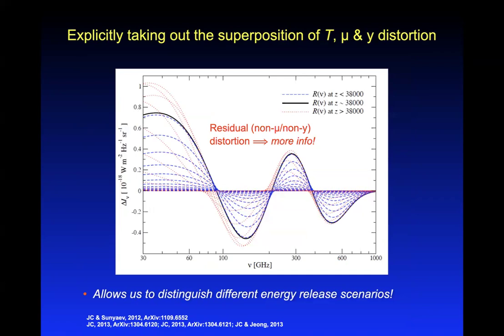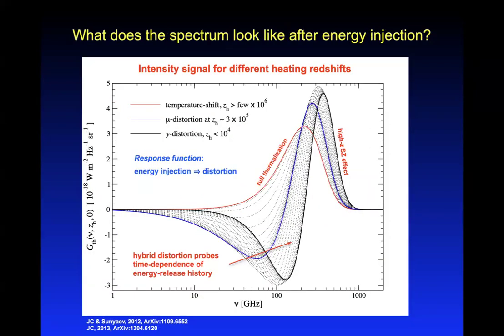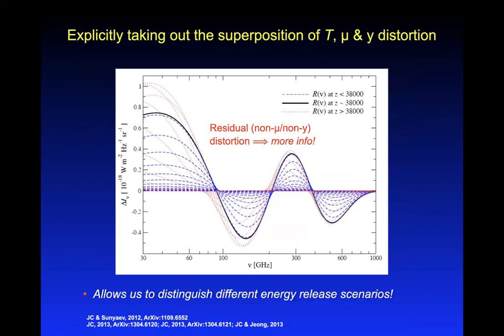If we just take those signals that I just showed you and subtract the best fitting mu plus T temperature plus y parameterization, we can actually see that there is a departure, a signal that we cannot model, and that is the time-dependent residual distortion signal. It's a non-mu, non-y contribution to the signal that we can really use to do time-dependent measurements.